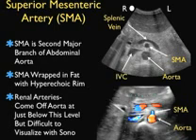We see the Doppler image towards the bottom aspect of the picture, and we see the classic appearance of the SMA coming off the aorta with its hyperechoic rim.